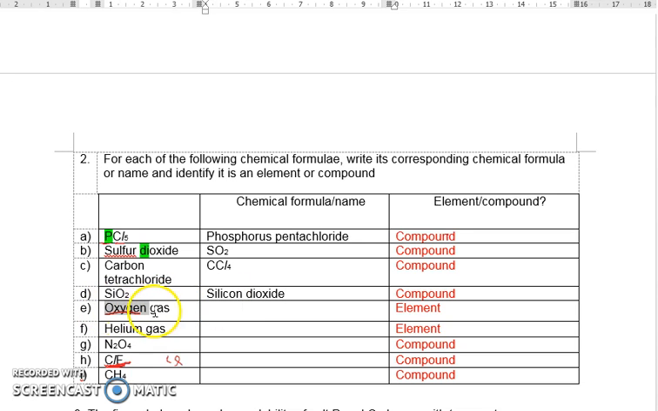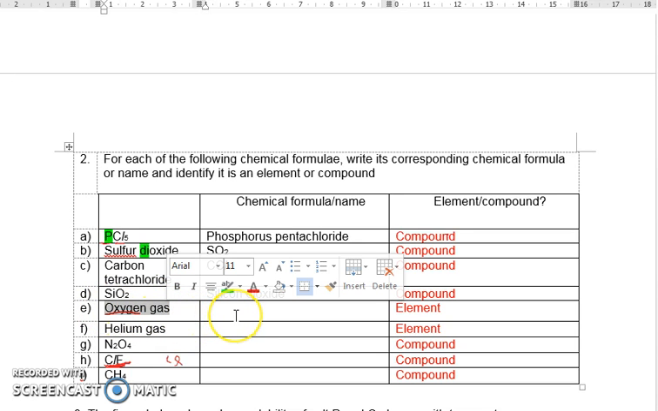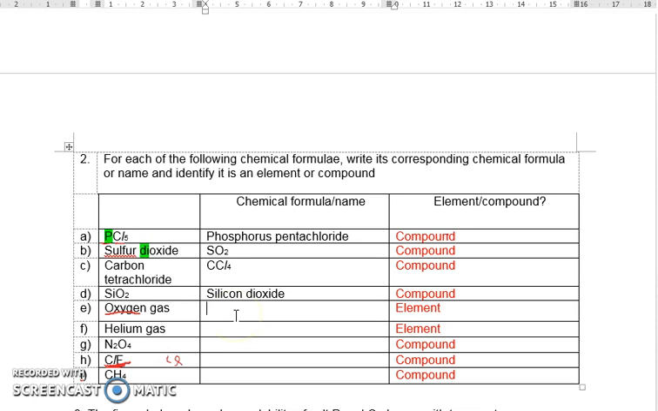Now this is an element, oxygen gas, but you must remember that oxygen exists as a diatomic molecule. So when you refer to oxygen gas, the one you breathe, it is O2 and not O. For helium gas, it exists as an individual atom, so it's just He, and remember it is a small letter e as per the periodic table.